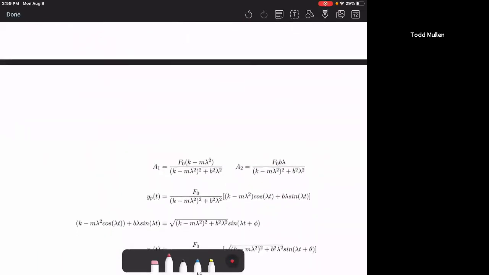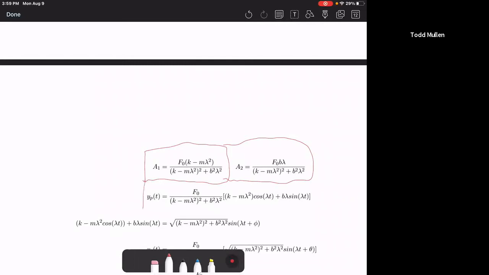So we get A1 is equal to F naught times (k minus m lambda squared) divided by (k minus m lambda squared) all squared plus b squared lambda squared. A2 actually ends up having the same denominator, which is very nice. The numerator is F naught b lambda.